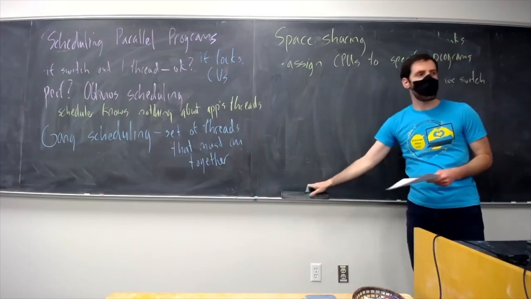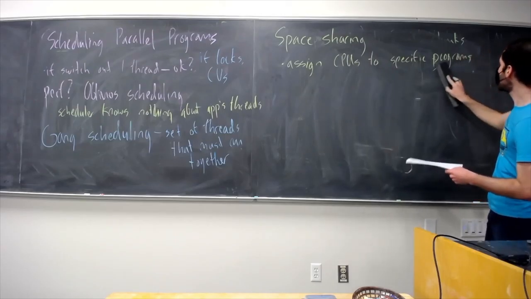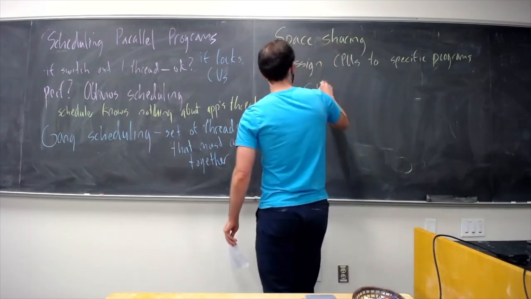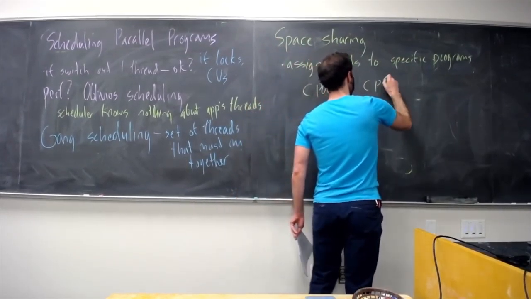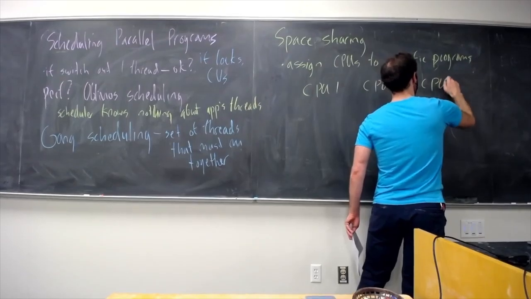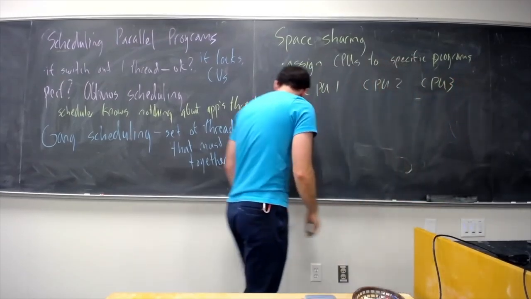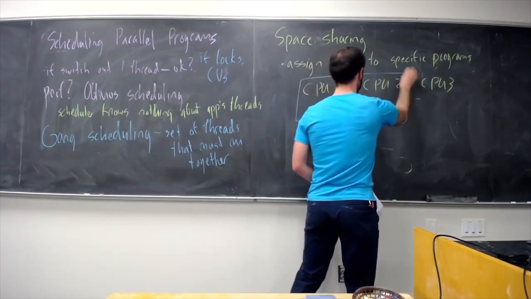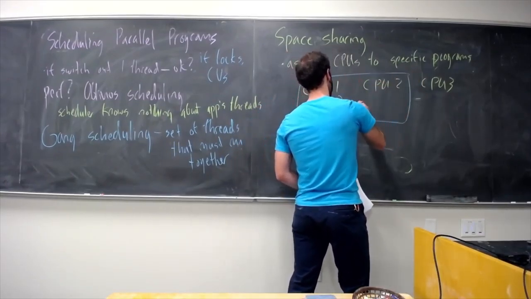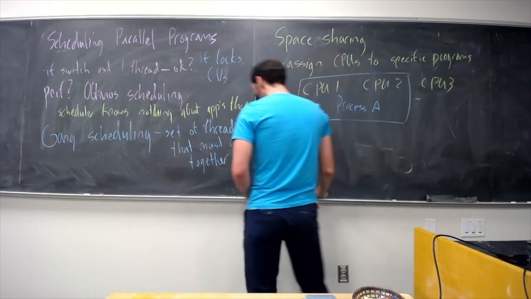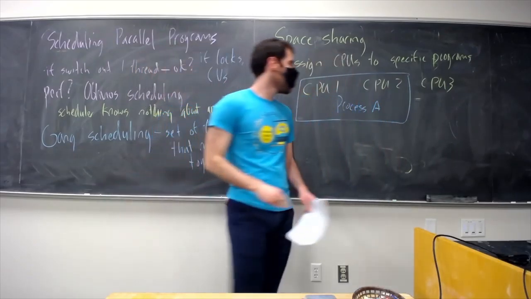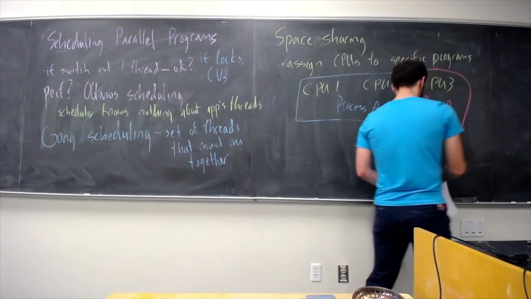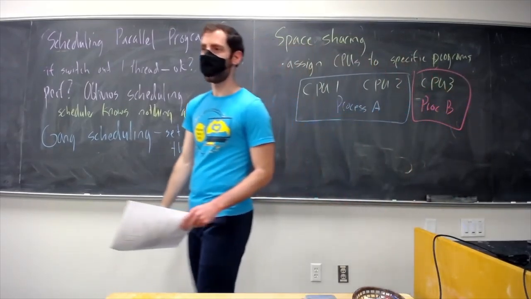And so we'll assign CPUs to specific programs. We have CPU 1, 2, and 3. Maybe we say, okay, CPU 1 and 2, you are for running process A. CPU 3, you're for process B.